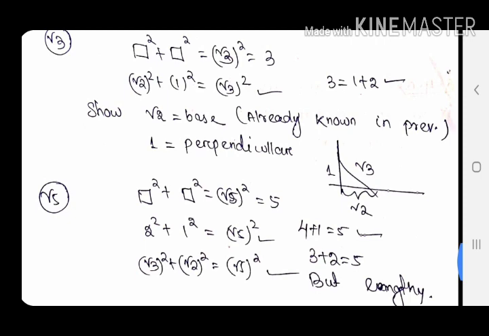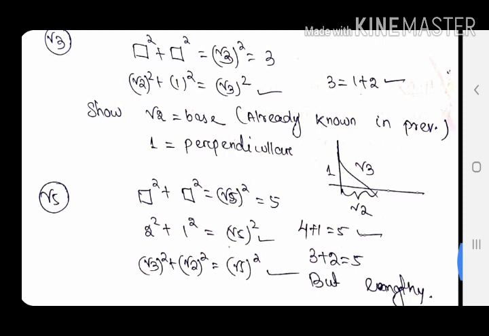But in some cases it is not possible to use square numbers. For example, in the case of √3, it is not possible to get two square numbers whose sum is 3. The only two numbers are 2 and 1, but 2 is not a square number. So we will take it as √2 squared plus 1 squared.